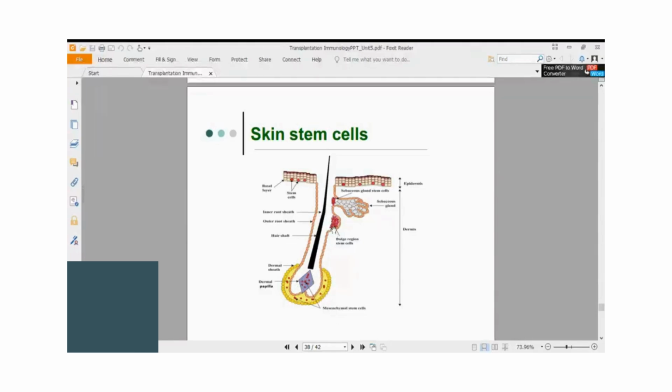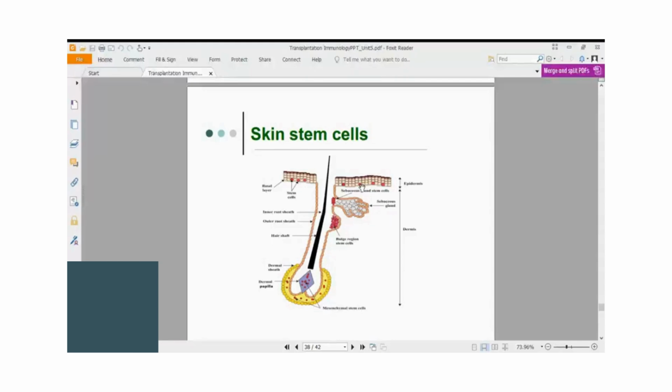Bulge cells which are present in the bulge region of the hair follicle are also multipotent, whereas the epidermal stem cells present in the epidermis are pluripotent, giving rise to different types of ectodermal derivatives. They will give rise to even nerve cells. They are capable of growing into astrocytes, glial cells, oligodendrocytes, and neural cells. In addition, they are capable of growing into skin epithelial cells.